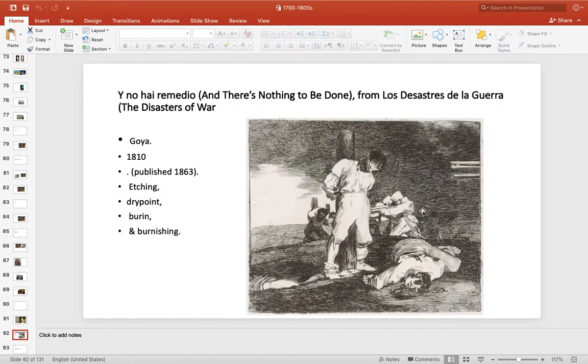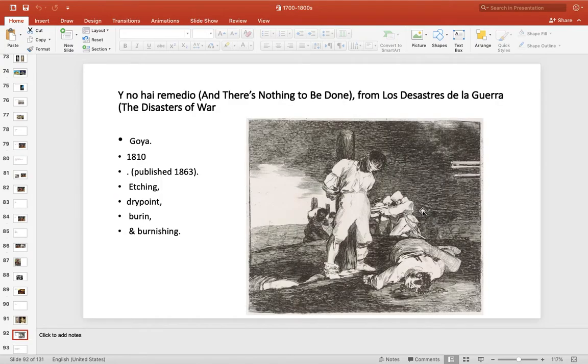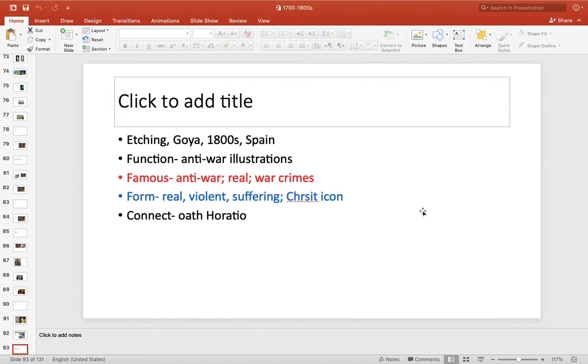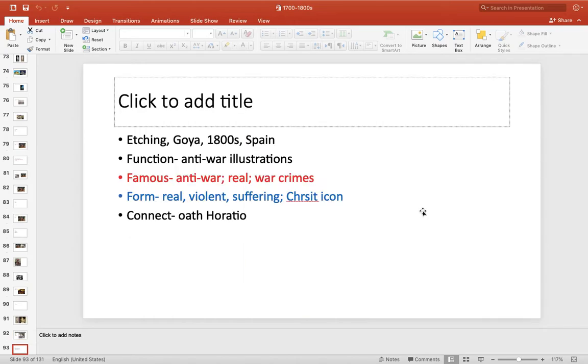All right, this is an etching. It was meant for a book. It's Goya. It's the 1800s. It's Spain. He's in his own league. He is Goya. Function: this is an anti-war illustration. Famous: it's the first anti-war art about war crimes and the horror of war. Don't celebrate war, but criticize war.